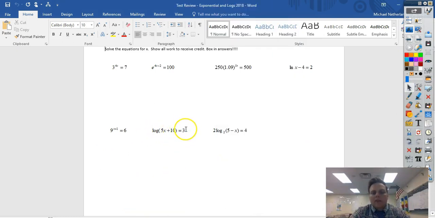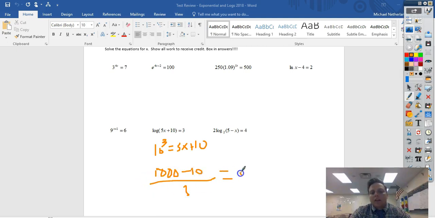Log of 5x plus 10 equals 3. This 5x plus 10 is completely trapped by the log. That means the log is by itself, so I can start off changing to exponential. First I take my base, which is understood to be 10. I raise it to the third power, set equal to 5x plus 10. Now I solve for x. 10 to the third is 1,000. Then I need to subtract 10, and then divide by 5. That's going to equal x.